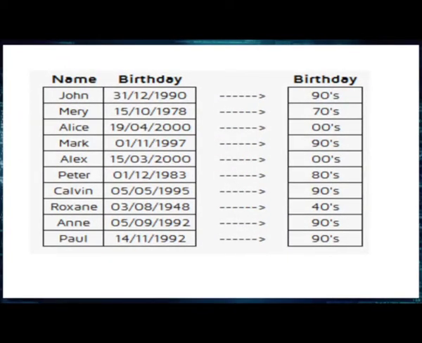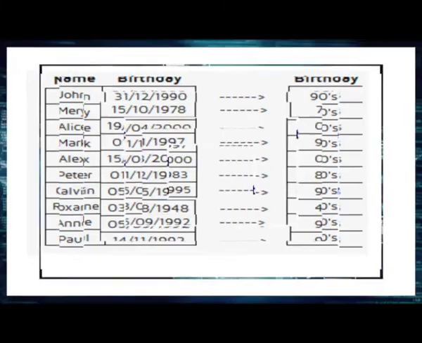For example, look at the table on your screen. Here there are different names and birthdays. In birthday, the year is divided into different categorical values. For example, in the second one, 15/10/1978, the year 78 is rounded to 70s. They are dividing that year into the rounded-off value. For example, the year 1995 is rounded to 90s.